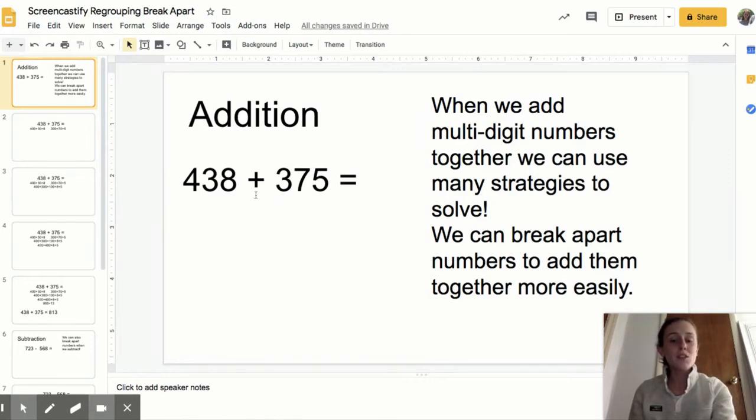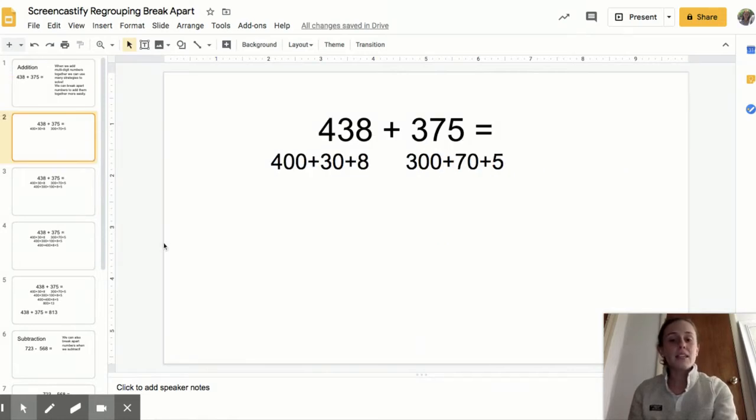When I look at these two numbers, I'm going to think about how I can break these two numbers apart into hundreds, tens, and ones so that I can add them together more easily. So what I did was I started by breaking up 438 into 400 plus 30 plus 8.